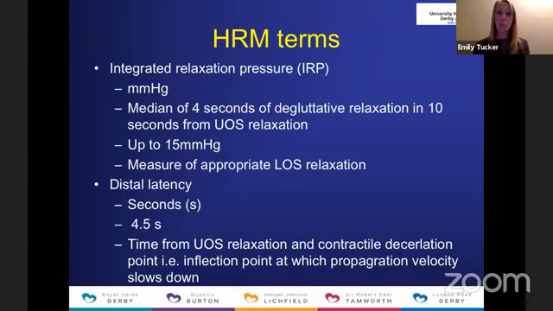So it's a measure of lower esophageal sphincter relaxation, and up to 15 is normal, but 15 and greater is classified as abnormal. Now your distal latency is then important, and that's measured in seconds, and that's the time point from upper esophageal sphincter relaxation to your contractile deceleration point. And that's when propagation slows down, when it's not peristalsis that's pushing the bolus through, but it tends to be ampullary emptying, and so much more reliant on gravity and things. And that's important because that applies to the coordination. So you want the appropriate distal latency, so that's occurring at the right time to make this peristalsis effective.